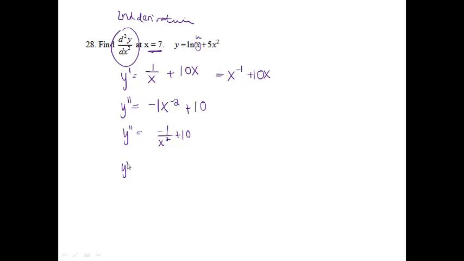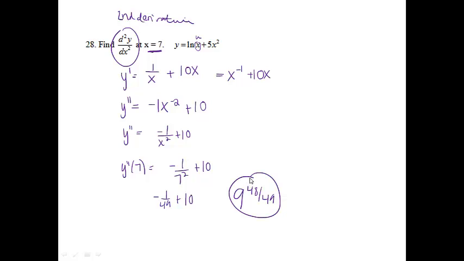when x equals 7, so we want to find the derivative at 7, so if I plug in 7, I've got negative 1 over 49 plus 10, which if I reduce that would just give me 9 and 48/49ths. So that would be my derivative.